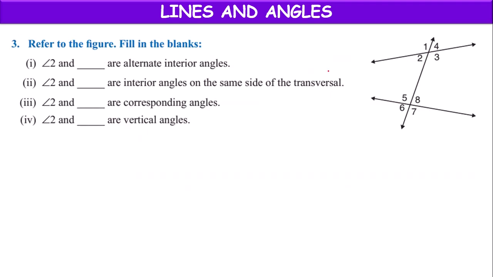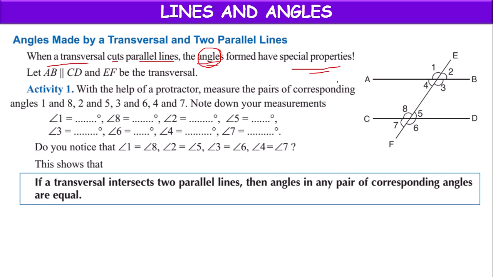In our previous examples, we have learnt about just two lines intersected by one transversal. But here, in this concept, the two lines which we are taking are parallel to one another, and the transversal is intersecting both parallel lines. Then the angles formed, 1, 2, 3, 4 and 5, 6, 7, 8, will have some special properties.